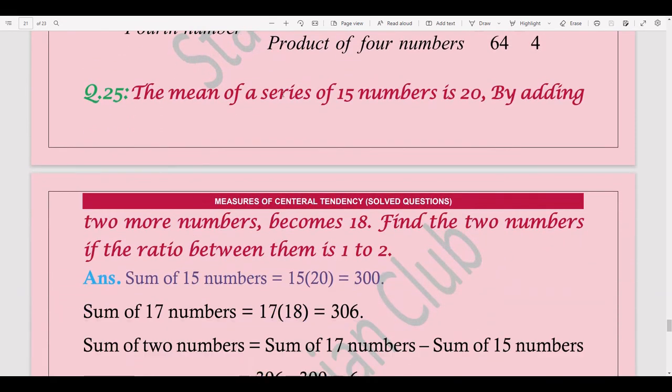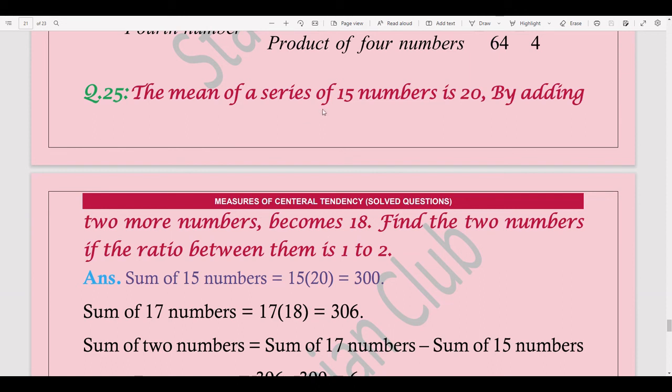The mean of a series of 15 numbers is 20. By adding 2 more numbers, it becomes 18. Find the two numbers if the ratio between them is 1 to 2. So, look here.